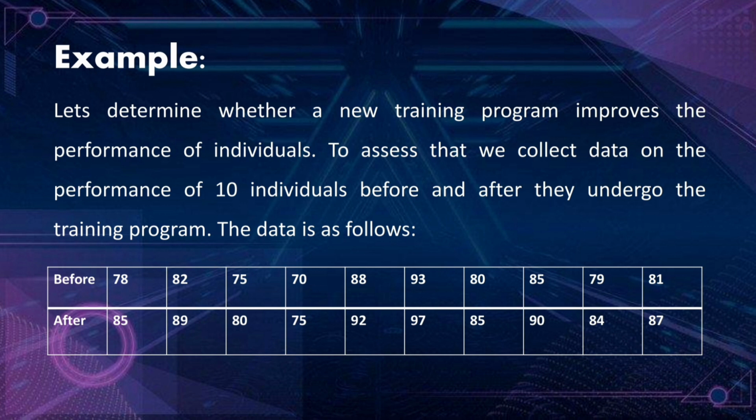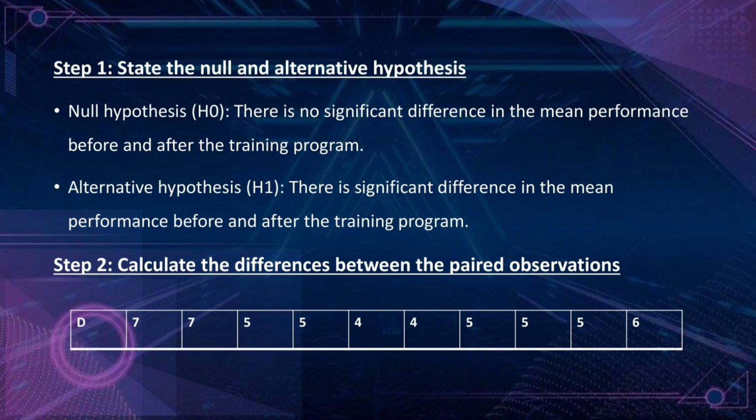Next, we are going through a small example because mainly our topic deals with the testing of dependent samples. In this example, we have to determine whether a new training program improves the performance of individuals. For this, we have the data of performance of 10 individuals before and after they undergo the training program. For testing the hypothesis, we mainly have 5 to 6 steps.